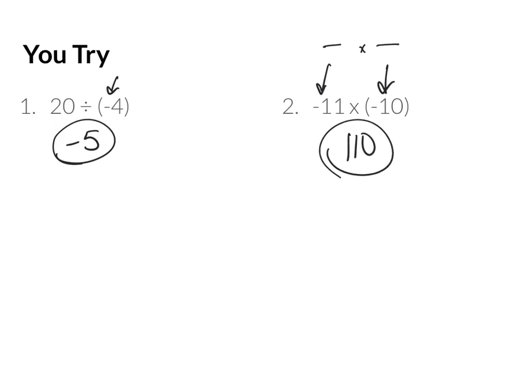Now here's 2 for you to try. Look at your rules that you wrote in your notebook for multiplying and dividing integers, and try these on your own. For the first one, I have a positive where I'm changing the sign or dividing by a negative, and that's going to give me a -5. And then for the second, I have a negative multiplied by a negative, or you could read that as an opposite of a negative, which is going to give me a +110.